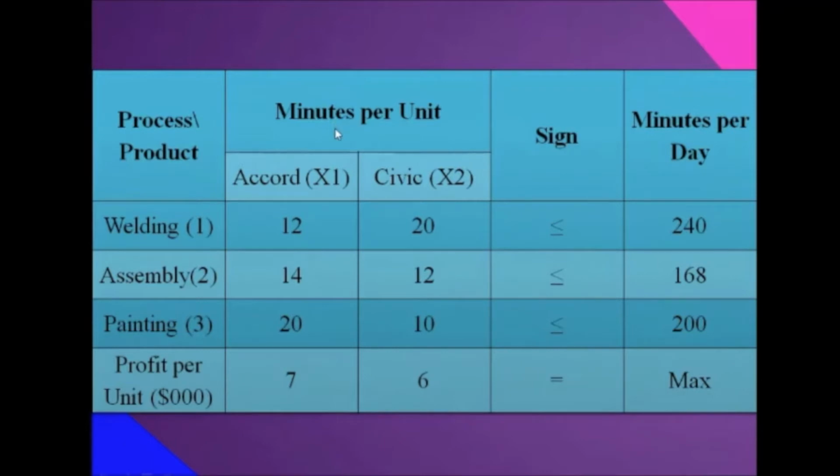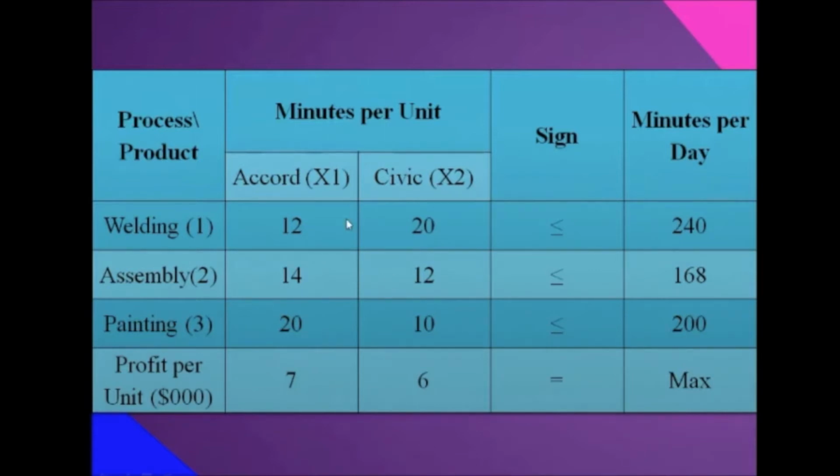For the production naman ng magkaibang unit, of course, since magkaibang unit sila, they are requiring different standard time for the processes, for the welding, assembly, and painting. Kaya as you can see, magkaiba yung time, no? For the Civic, mas matagal siya ng konti compared sa Accord. 20 minutes siya compared sa 12, no? Pagdating naman sa assembly, medyo mas matagal si Accord, 14 versus sa 12 ni Civic. And sa painting, Accord din yung mas matagal, 20 and 10.